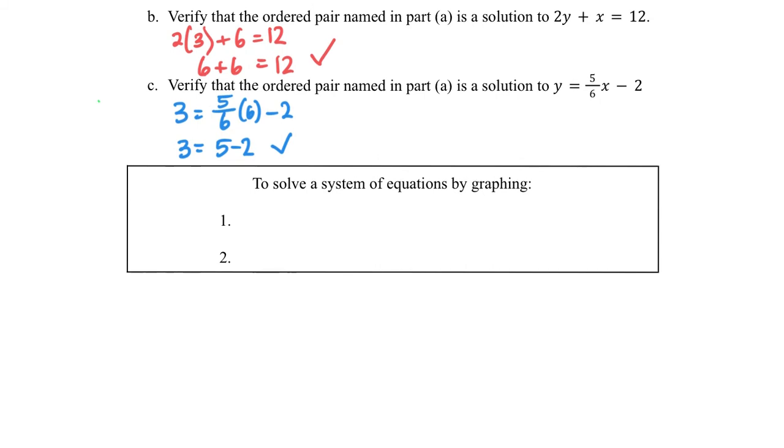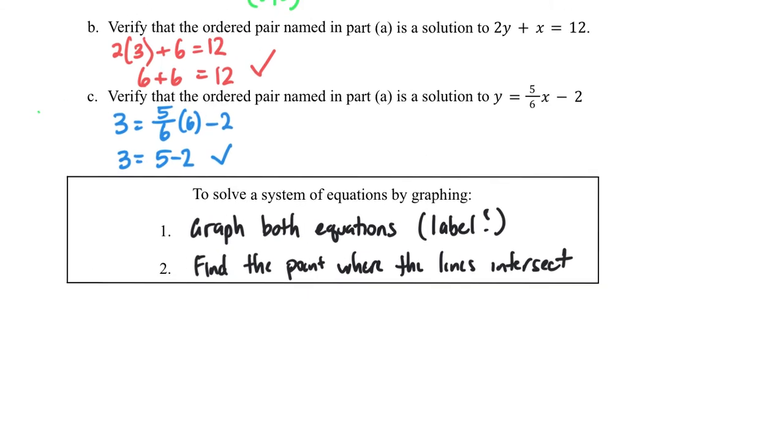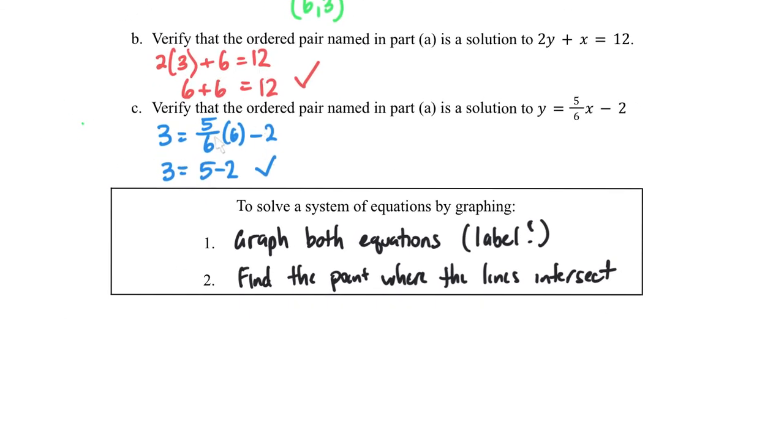So to solve a system of equations by graphing, we have two steps. Step 1, graph both equations. And I'm just going to put here label, because we have to label. And then the second thing is find the point where the lines intersect. And that point is going to be the solution to the system. And so then if you're asked to verify it, you can actually go ahead and verify it.